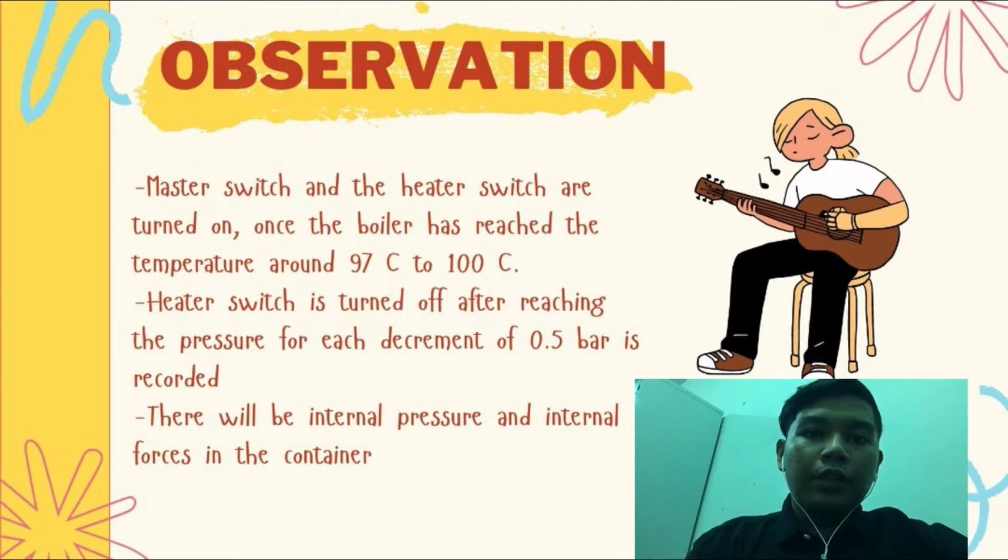The heater switch is turned off after reaching the pressure, and the temperature for each decrement of 0.5 bar is recorded into the table. The theory can be compared with that experiment, where pressure and temperature are directly proportional to each other. When water is heated in a container to a boiling point, the temperature increased and the pressure also increased, in the case where the steam is closed in a cylinder. There will be internal pressure and internal force in the container. That's all for me. Thank you.